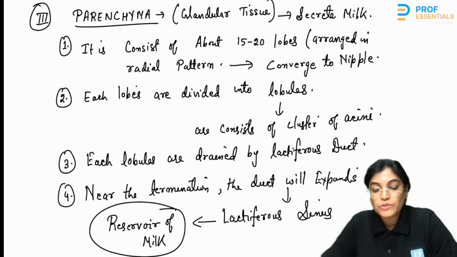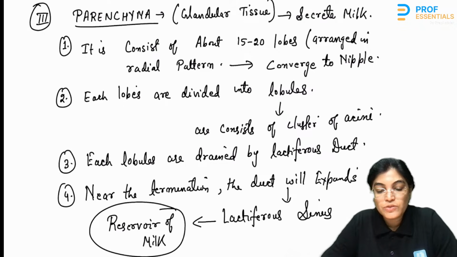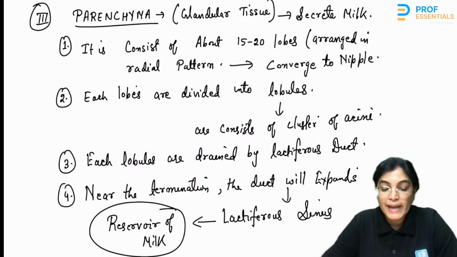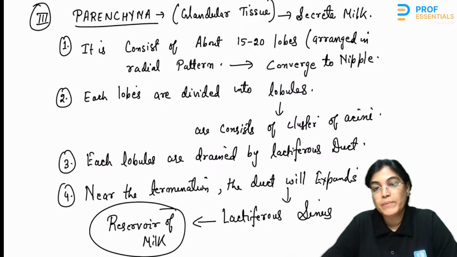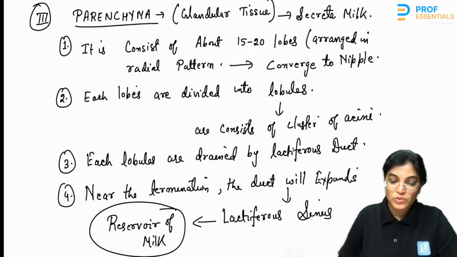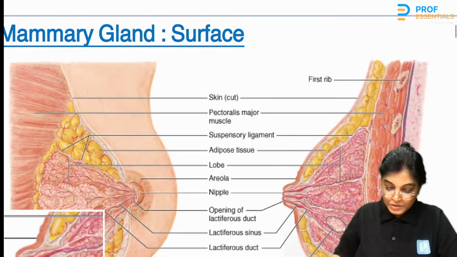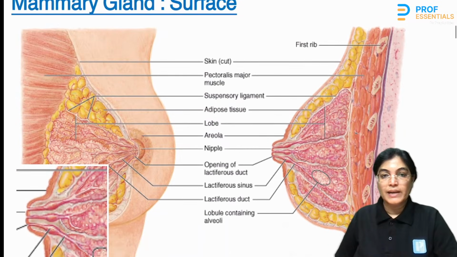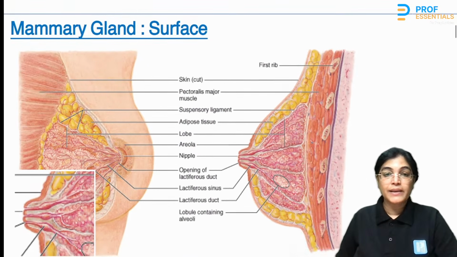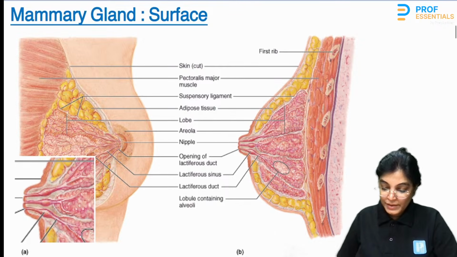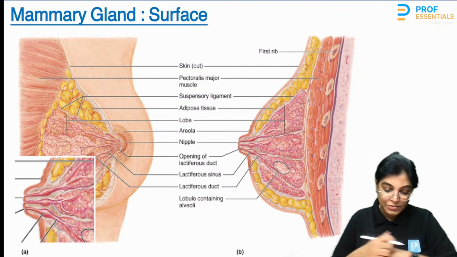So now I would like to draw a diagram in which I would like to make the lactiferous ducts, lactiferous sinuses, lobes and lobules of the breast and the suspensory ligament of breast. So let's draw a diagram. But before that, you can see this mammary gland. Before making the diagram, let's see the mammary gland, so you will have an understanding of the structure.